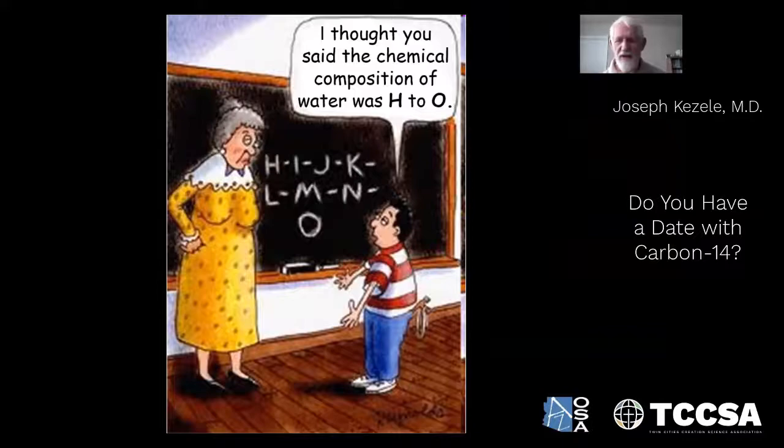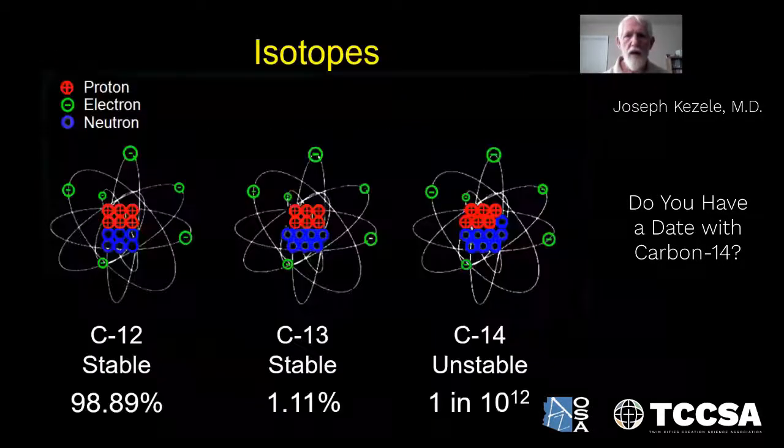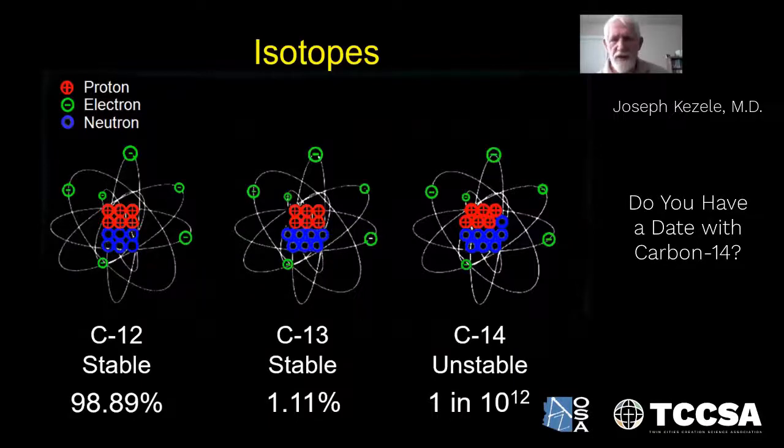So here you see the periodic table, and I've put a white box around carbon to highlight that it is an atom with six protons, therefore it is element number six, and the isotopes all have six protons. So here you see carbon 12, 13, and 14. They all have six protons, but they have different numbers of neutrons, meaning six, seven, and eight neutrons.